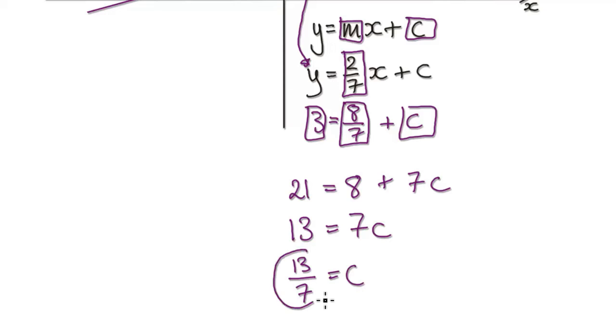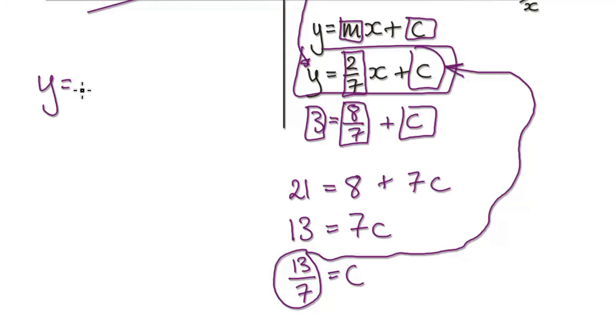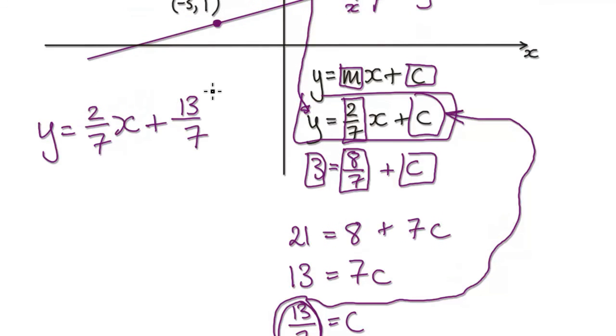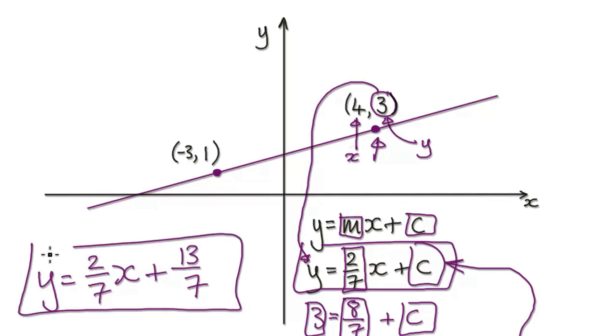So now we go back to here, and we can put 13 over 7 into the c. So our final equation is y equals 2 over 7 x, and then plus c. Well, c is 13 over 7. So the equation of this straight line is given by this. Okay.